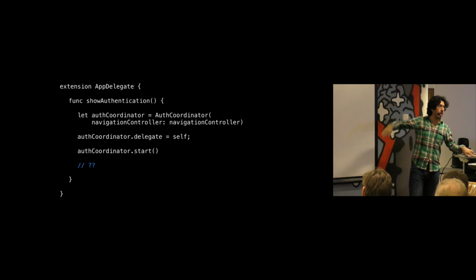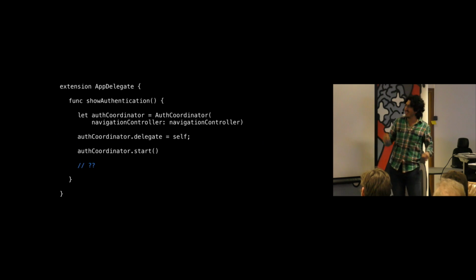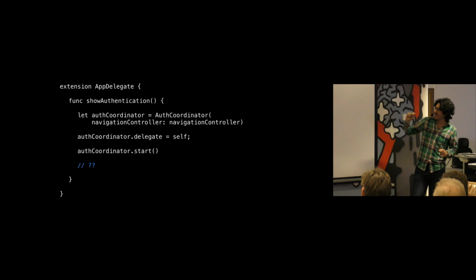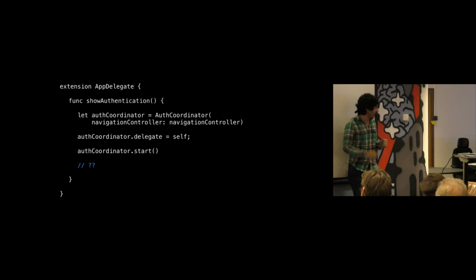Just to make it clear what class you're in, just so you remember as the viewer what class we're in. Normally I would... Oh, sorry, this should be coordinator. This should be app coordinator. That's my bad. Sorry. That should be app coordinator, not AppDelegate. I'll have to fix that. But yeah, so we need to hold on to the auth coordinator so that it doesn't deallocate.